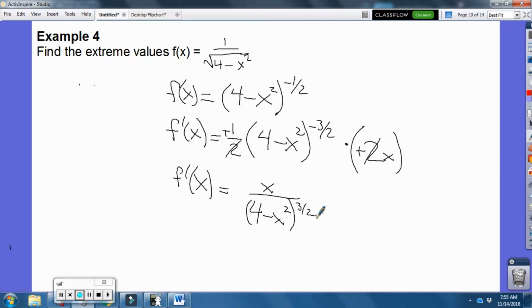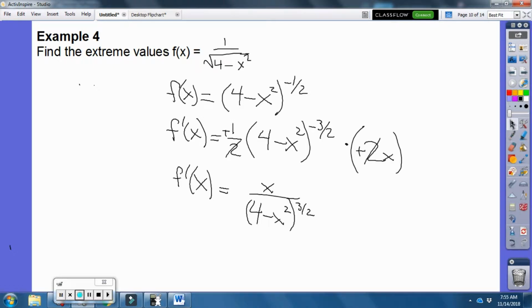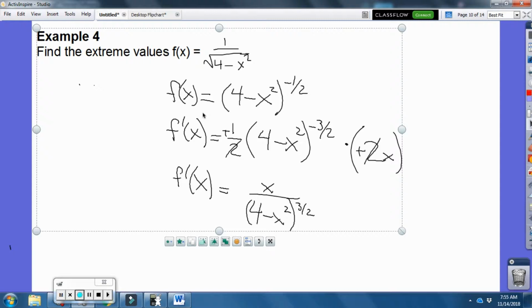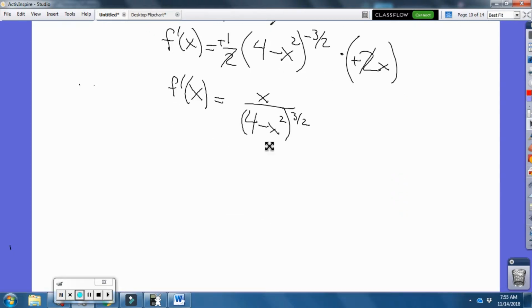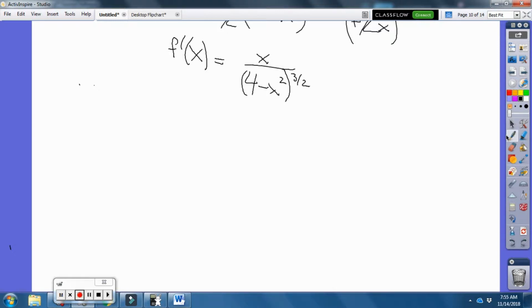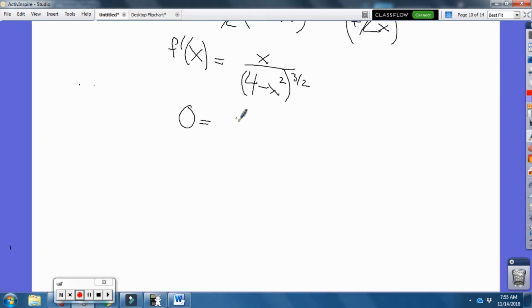So now I want to find the critical points, so that's when the derivative is 0. So now all I have to do is substitute 0 in for f prime, and we get 0 equals x over 4 minus x squared to the 3/2.